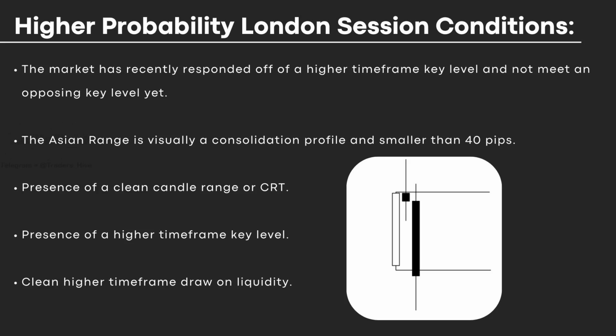Now, do you know why these conditions matter? Because high probability conditions like these align with the structural framework of the market, which increases the odds of success in our favor. They provide clear context for price movement, they create predictable setups that align with our trading edge, and they reduce uncertainty, allowing for a more confident decision making approach and a more clear risk management model.